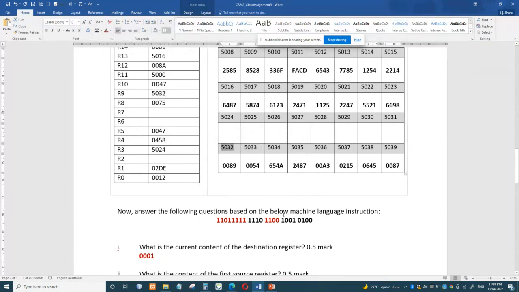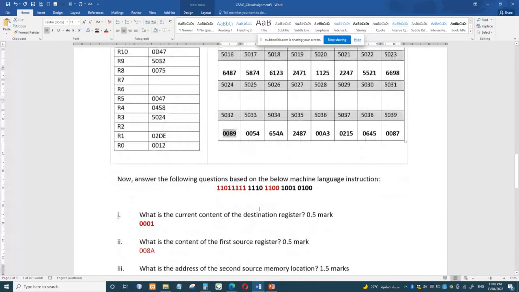Try to understand: your second source operand is stored in a memory location, but in the instruction we are not specifying the address of the memory location, because an address requires 16 bits, and we don't have 16 bits in our instruction itself. So we store the address in a register and specify the register number in the instruction. We have given register number 9, which contains the address of the memory location containing your second source operand.